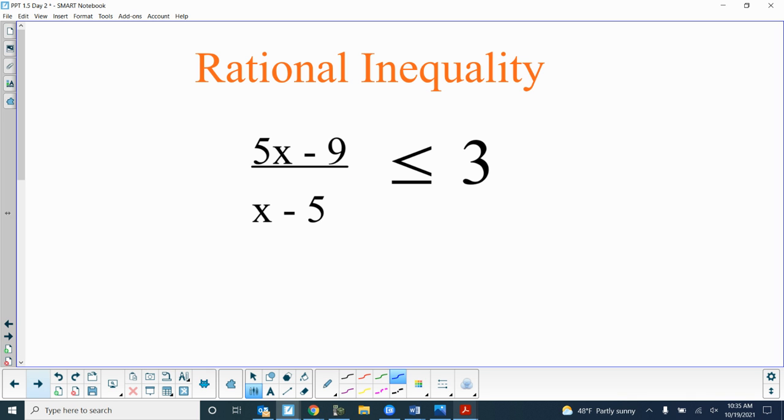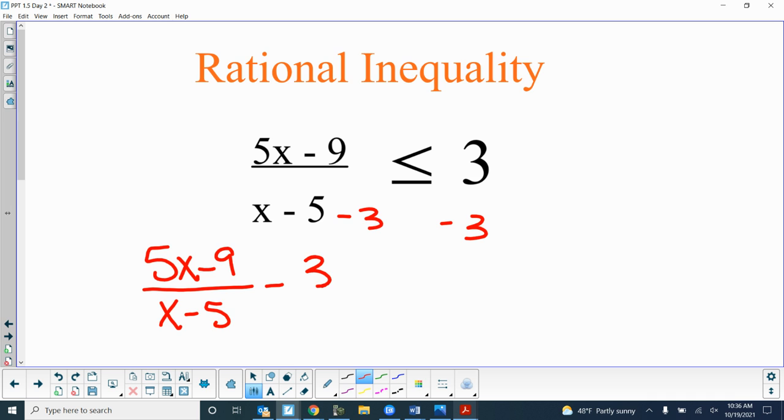All right, so what do I got to do with that 3? Just like the last ones, the quadratics, I have to have 0 on the right. So how do I move the 3? Anybody? Subtract it, right? Just subtract 3. All right, so I'm going to have 5x minus 9 over x minus 5, minus 3. How do I subtract a number from a fraction? I need a common denominator. What's the common denominator going to be? X minus 5. It's the only denominator, right?